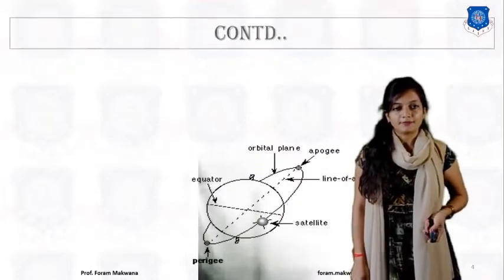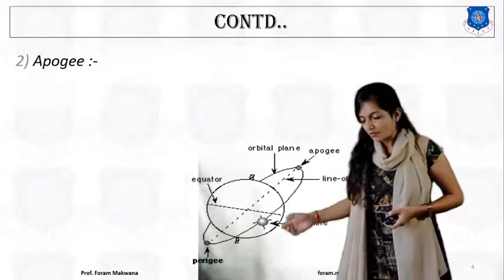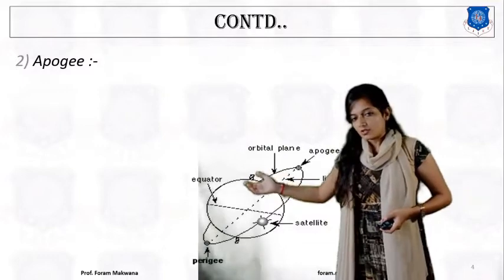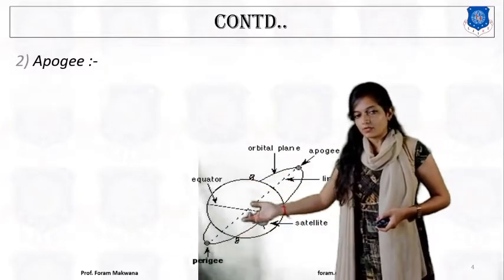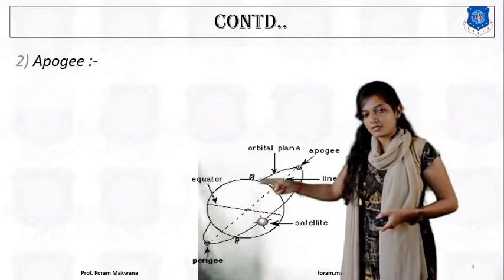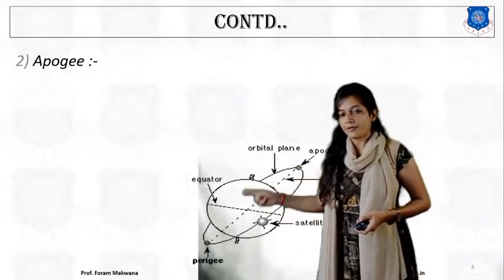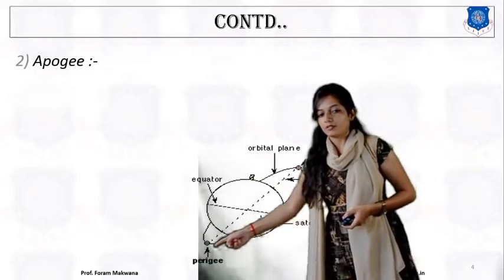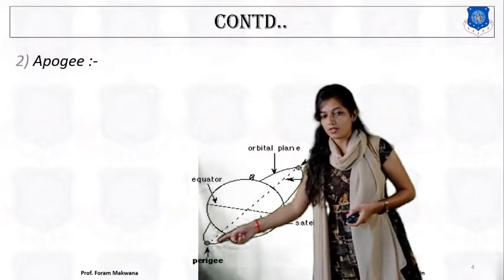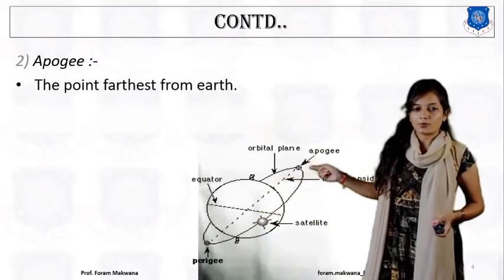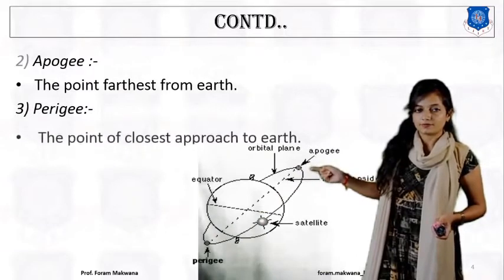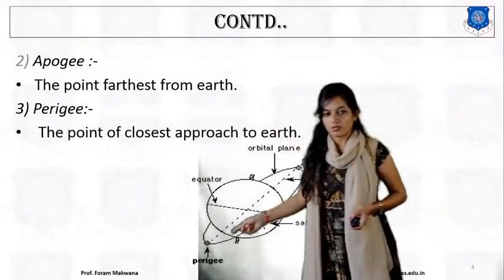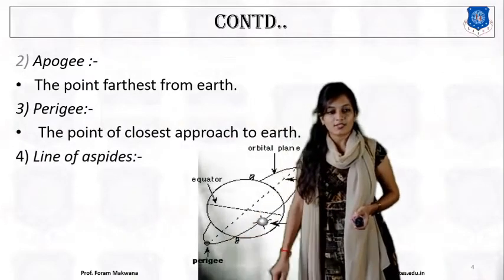Second, apogee and perigee. From this diagram, we can say what we mean by apogee and perigee. So this is our Earth. This vertical line is called the equator, and this is the elliptical orbit in which we are able to find two points. The one point which is farthest from the surface of the Earth, and another one that is the nearest point. So that nearest point is known as the perigee, and the farthest point is known as the apogee. So the point which is farthest from the Earth is called apogee, and nearest to the Earth is called the perigee.